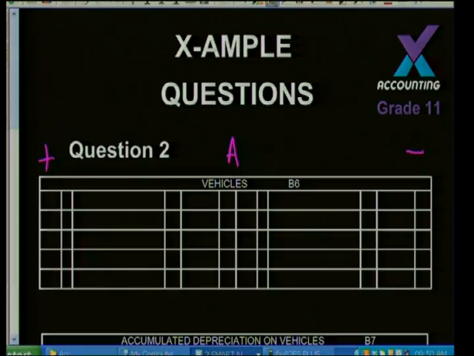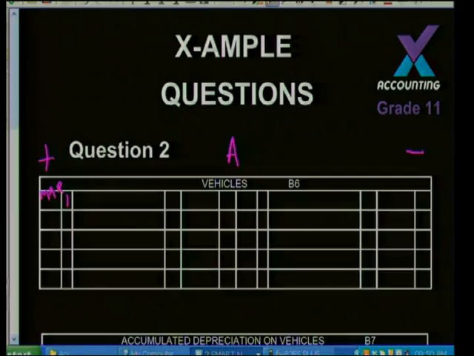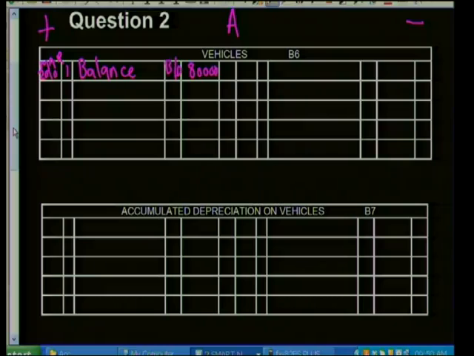All assets always have a debit opening balance at the beginning of the year, which is 1st of March. And it's the financial year 2010. Let's just quickly double check. Yes, it is. Okay, 1st of March 2010. So we're bringing down a balance at the beginning of the year, balance brought down, and my vehicles has an opening balance of 80,000. Okay, right, next opening balance is my accumulated depreciation on vehicles.